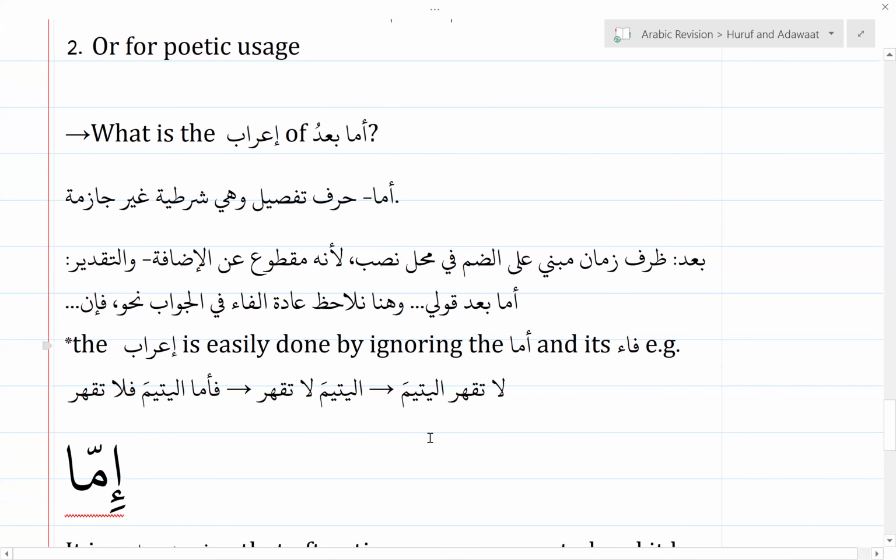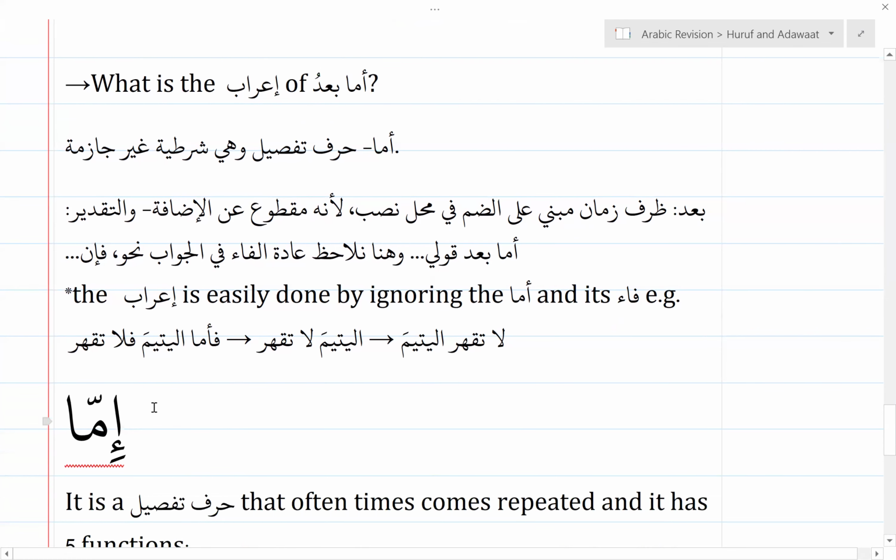Now, let's look at فَأَمَّا الْيَتِيمَ فَلَا تَقْهَرْ. How do we do the i'rab if we see amma in a sentence? The easiest thing is just to ignore amma and the fa. Take out the amma, like the template where we have ma illa, in illa, that negation template, and we do the i'rab normally. Same thing with amma. Just take out the amma and take out the fa, and what do you have? You have the sentence, al-yatima la taqhar.